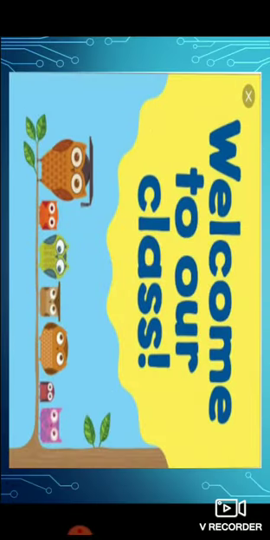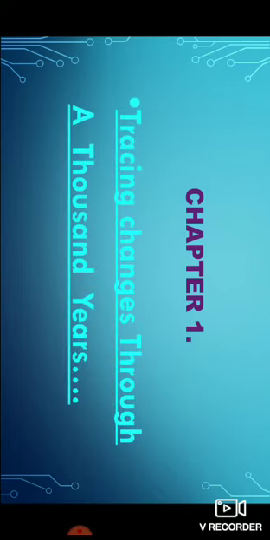I am Mrs. Snehal Sudhir Mori, and today I am going to teach you Chapter 1 of SST, Tracing Changes Through 1,000 Years. Dear children, last year in Standard 6, the whole year you studied ancient history. Now, this year in Standard 7, we are going to learn about medieval history. Tracing changes through 1,000 years means what all changes took place in society over the last 1,000 years. We are going to learn it. So let's begin.